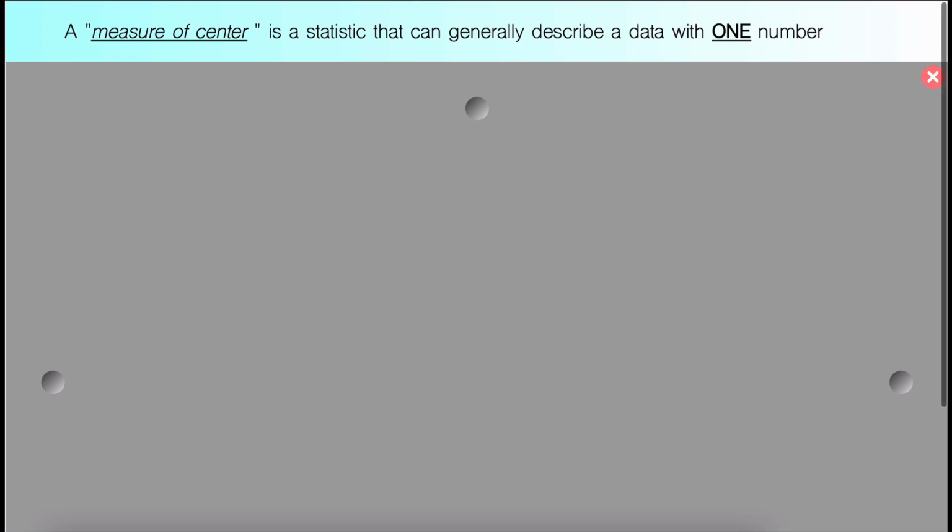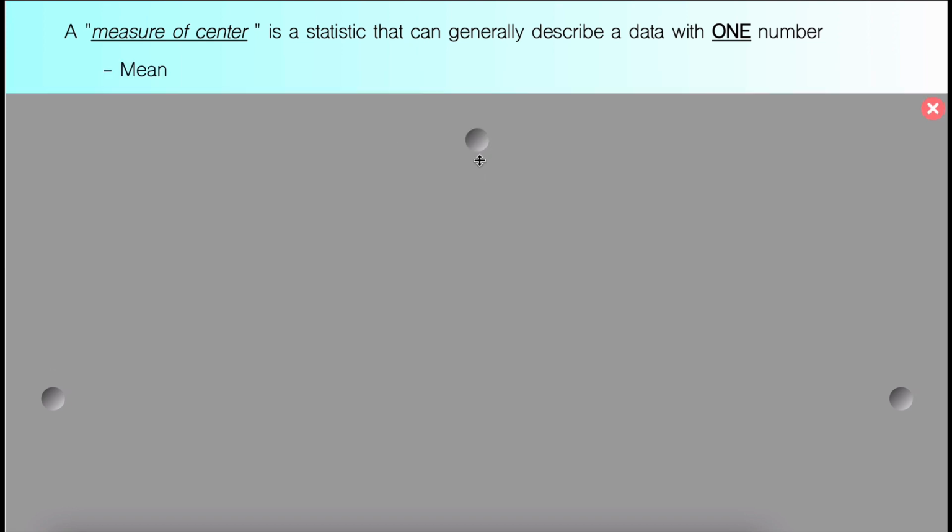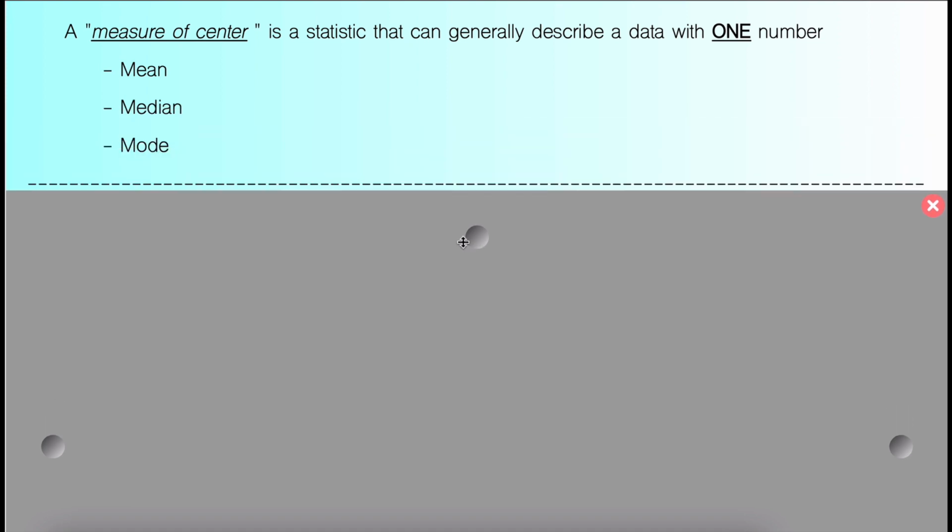So the measures of center that we're going to talk about are measures that are used to take a whole set of data and describe it with just one number. So if you're looking at a study and the study has like 50 different numbers in it, and someone wanted you to summarize that study with just one singular number, you could do that by using one of these three measures of center. And those are the mean, the median, or the mode.